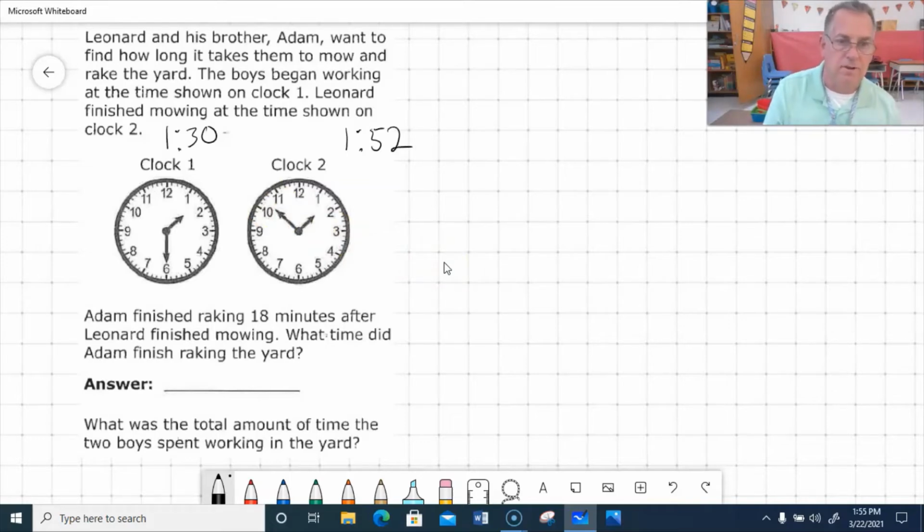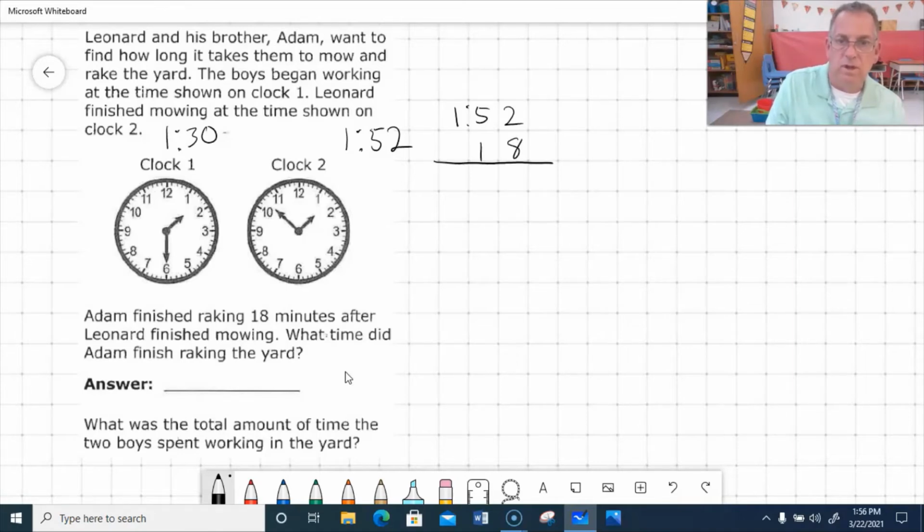And it says Adam finished raking 18 minutes after Leonard finished mowing. What time did Adam finish raking the yard? So I'm just going to do a straight addition problem. We'll take a look at it and see what we come up with. So I got 1:52 is when he finished mowing, and Adam finished raking 18 minutes after that. So we'll do plus 18.